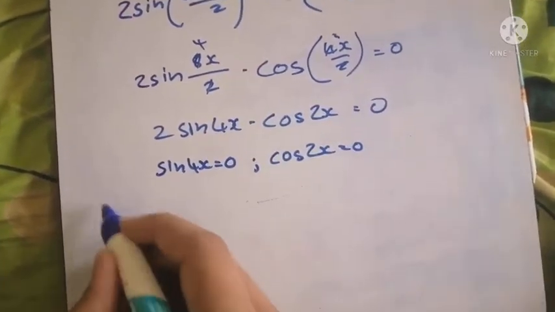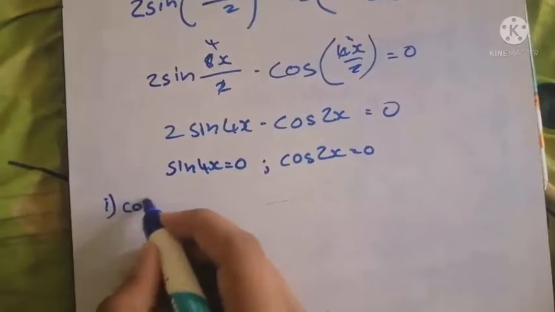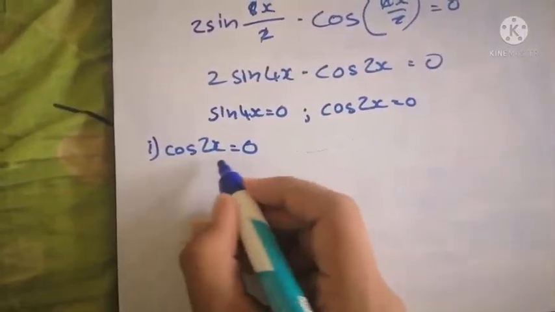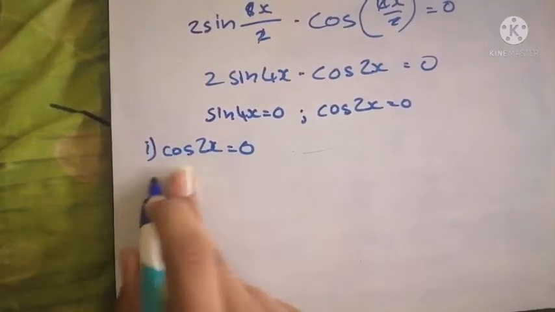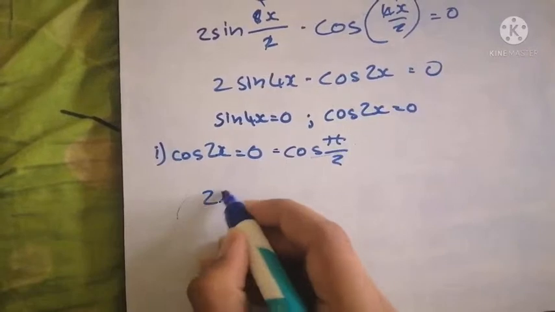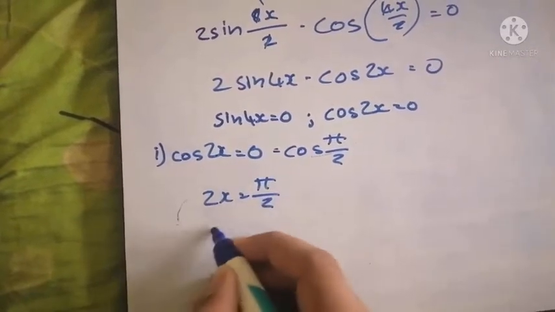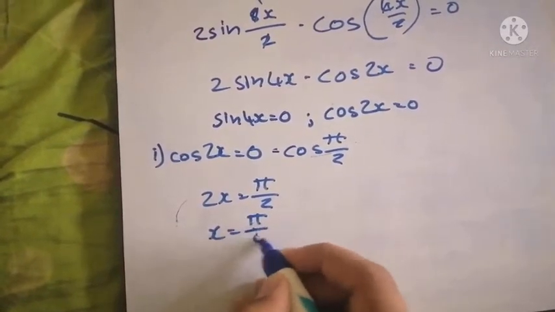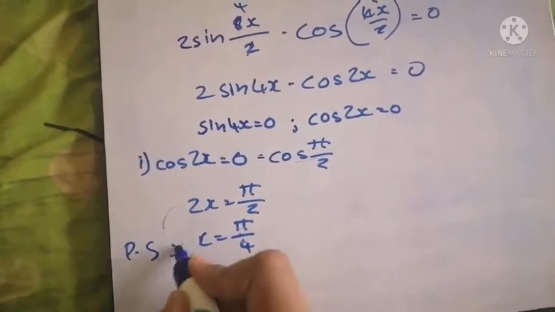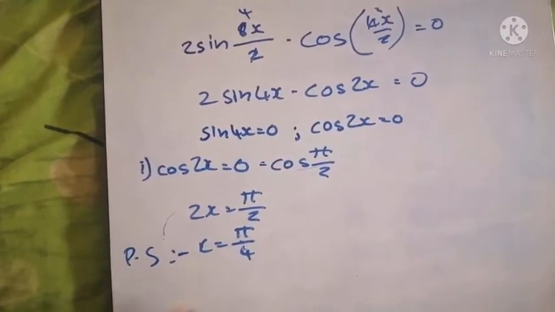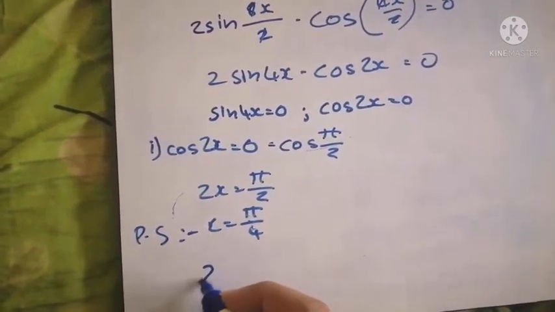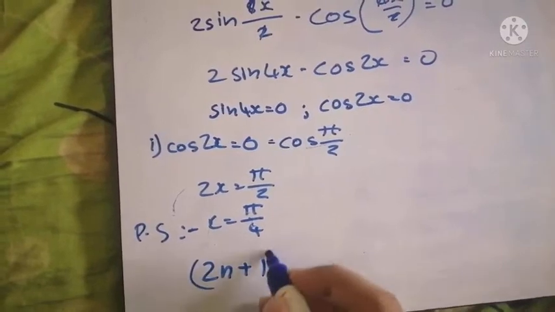So let's take case 1 as cos 2x equals 0. So now cos 2x equals 0. That means 0 equals cos pi by 2, right? So 2x equals pi by 2. So x equals pi by 4. It's the principal solution. So now what's the general solution? For the general solution, we need to take this equation. So now the general solution is (2n plus 1) pi by 2.